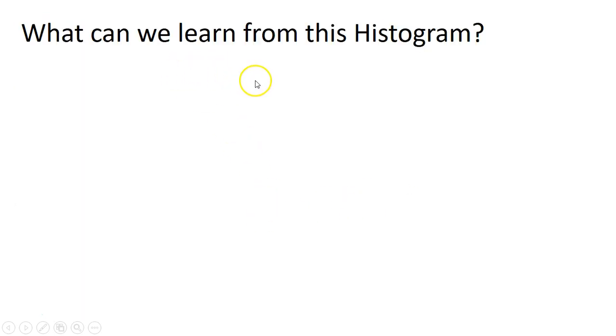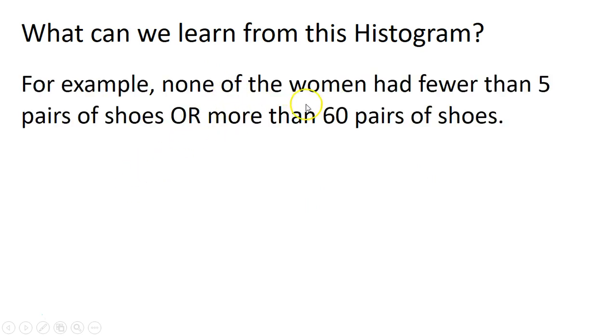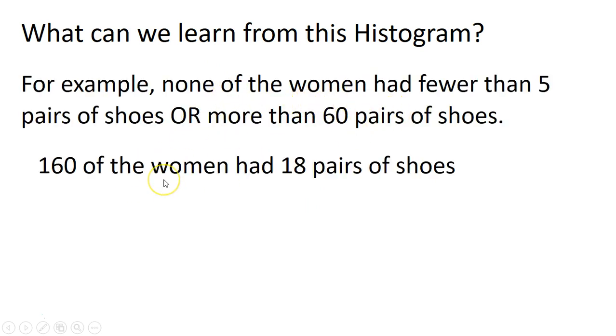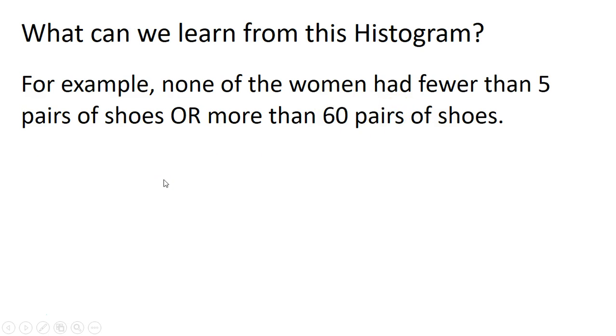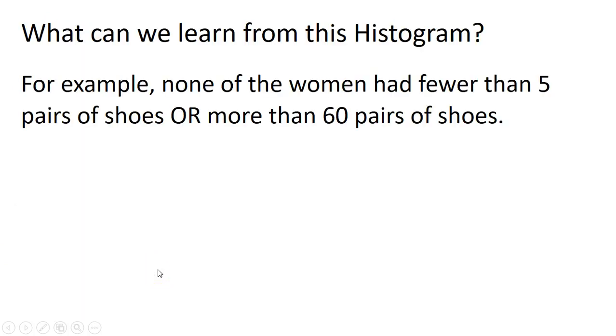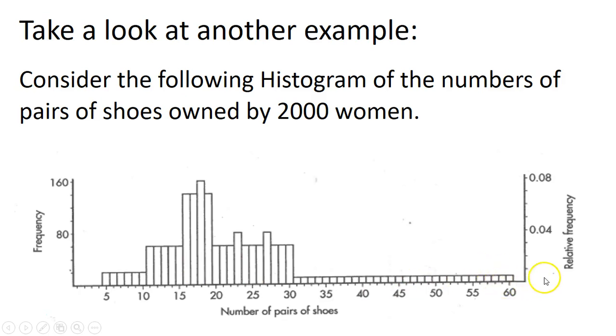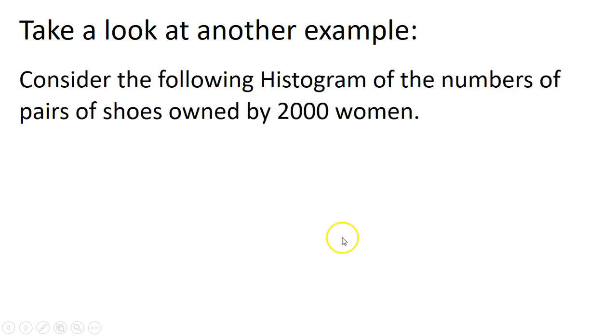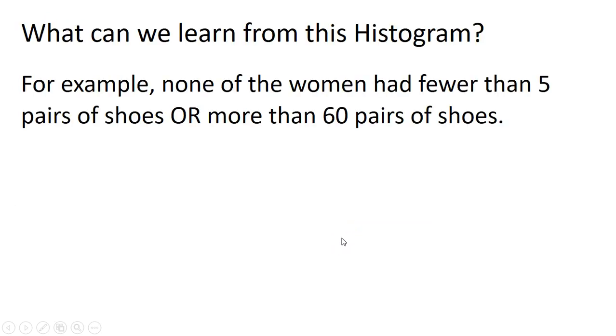So what can we learn from looking at that histogram? For example, none of the women had fewer than 5 pairs of shoes. None had lower than 5 pairs of shoes. And no women had more than 60 pairs of shoes. Thank the maker on that one. Holy moly, 60 pairs of shoes. No one had more than 60 pairs of shoes. Okay, that's good. We also know that.